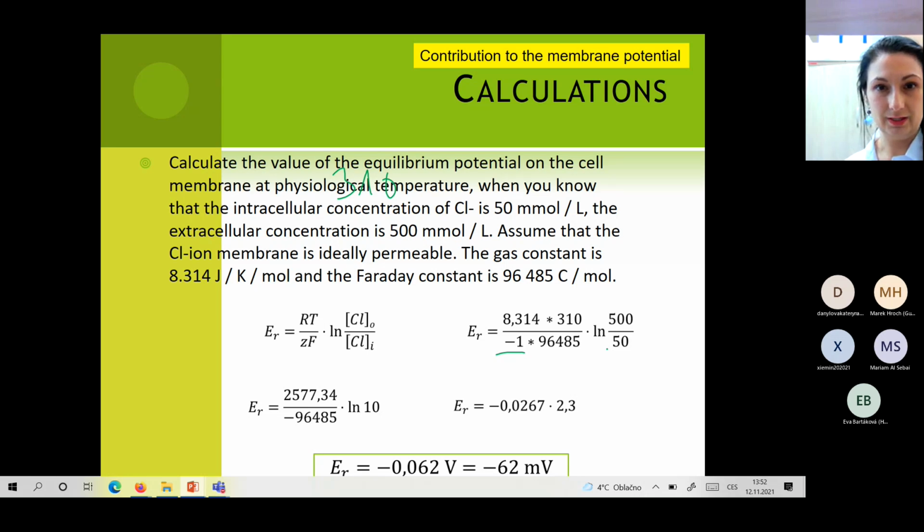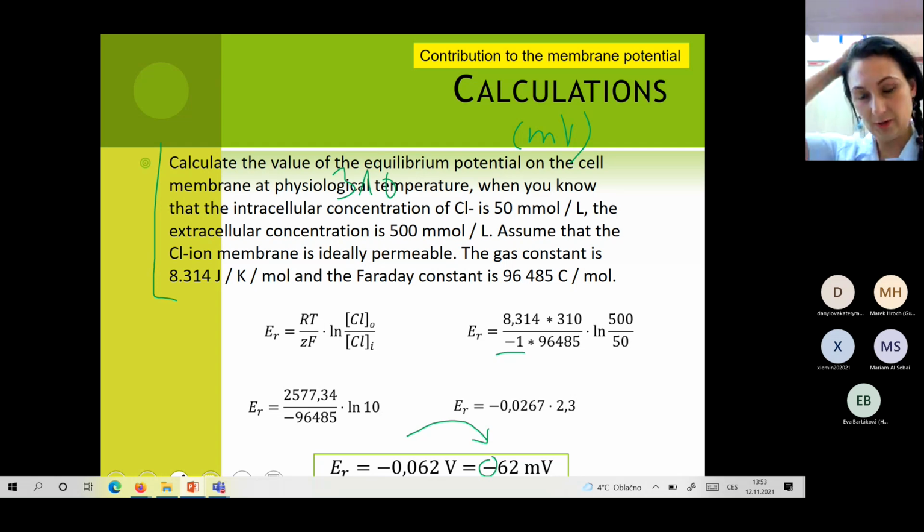You have to read this text and always look at what I am asking. Here I think it says calculate the value. So in this text it's not written that I want it in millivolts. However, in the homework I put it everywhere. So always write the value of the membrane potential in millivolts. So you have to convert it from volts to millivolts. And please do not forget the sign, minus or plus. So let's start another one.